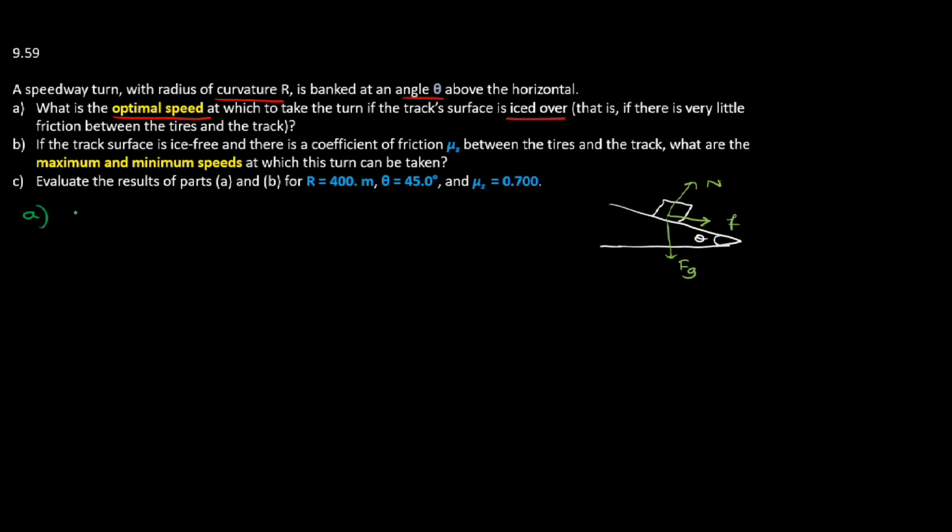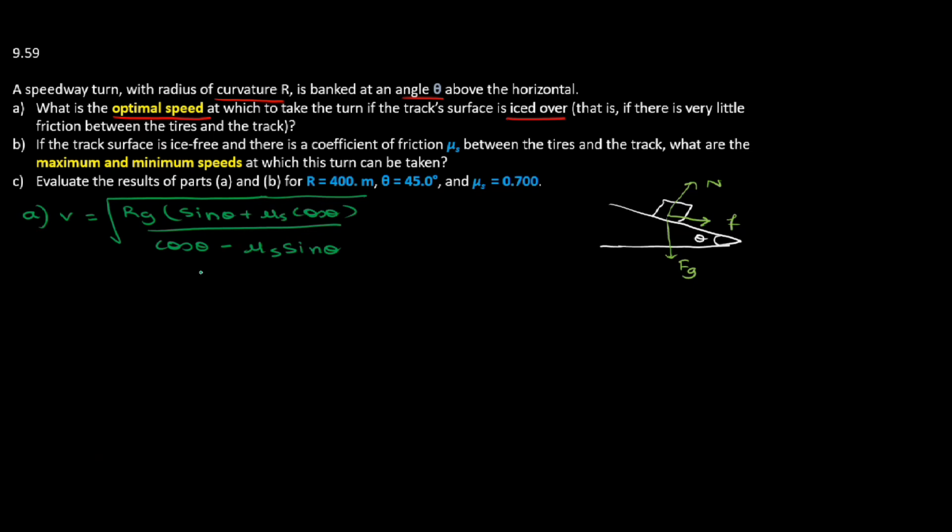In solved problem 9.4, we discussed the maximum speed with which an object can take a turn along a banked curve. And that speed was given by V equals square root of Rg times (sine theta plus mu s cosine theta) over (cosine theta minus mu s sine theta). If you want to learn how to arrive at this equation, you can refer to my video of solved problem 9.4, where I have discussed step by step how to arrive at this expression for velocity.